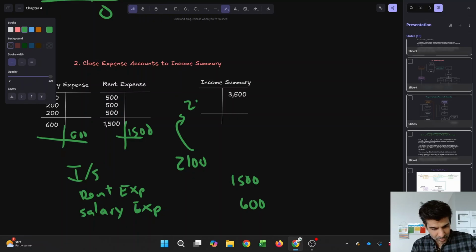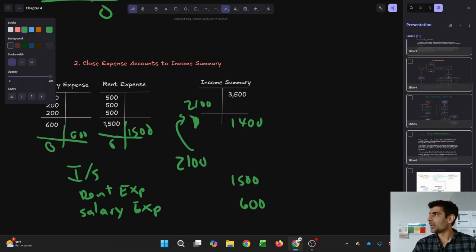So I'm going to now post this here. Now what is my balance in income summary? 1,400 what? Exactly, credit. So make sure you get this right. You've got to make sure it's on the right side, debit or credit balance. So these are 0 as intended, which I'm happy with.